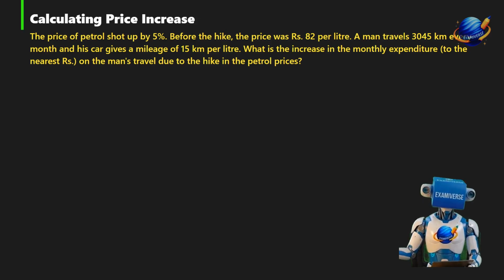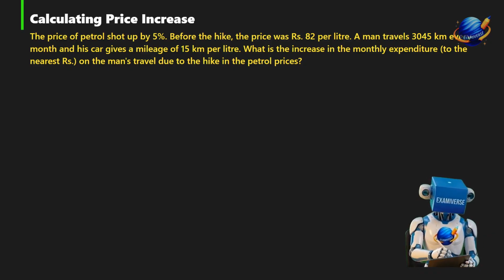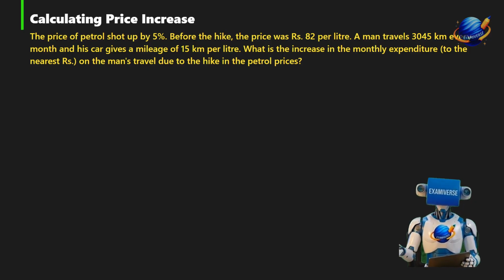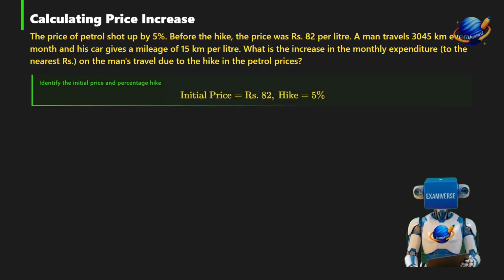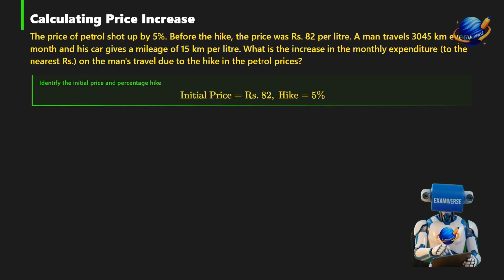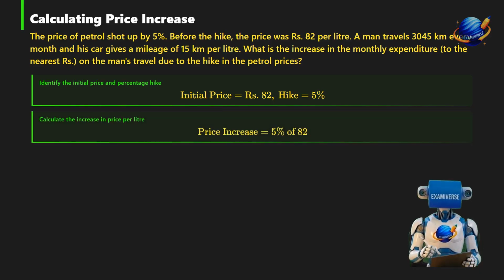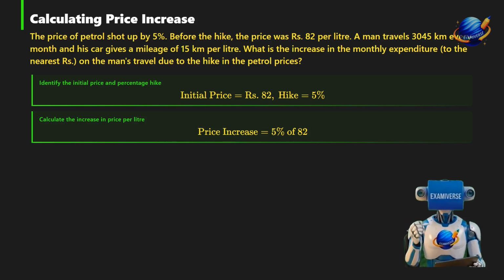We don't need the total new expenditure. The question specifically asks for the increase in expenditure. So, let's just find the increase in the price per litre. We know the initial price of petrol was 82 rupees per litre, and the price hike is exactly 5%. To find out how much extra the man is paying for every single litre, we just need to calculate 5% of 82. This is a much smarter, faster approach.